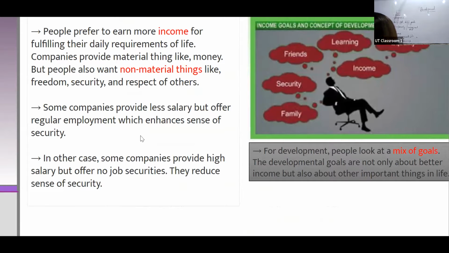What was this? What does this show? There's this man, he's thinking of so many things, income and so much more. So other than income, you need so many more things. It's not just money. You need family, security, friends, you need to learn, you need equality. And we did that example of the job. One job provided more salary but less security, and the other provided a comparatively lower salary, but it was a secure job. So mostly everyone preferred the lower one with the higher security. So what does this show? That money is not everything.